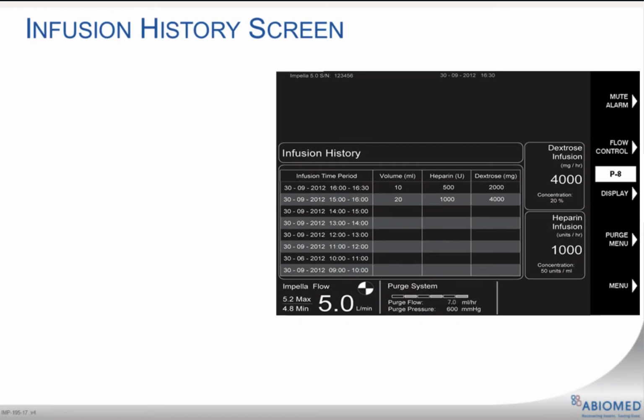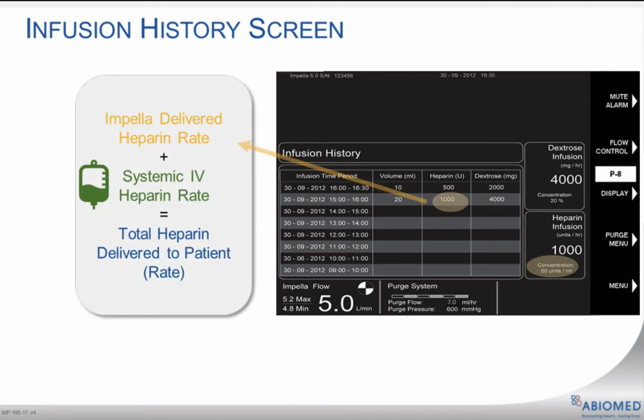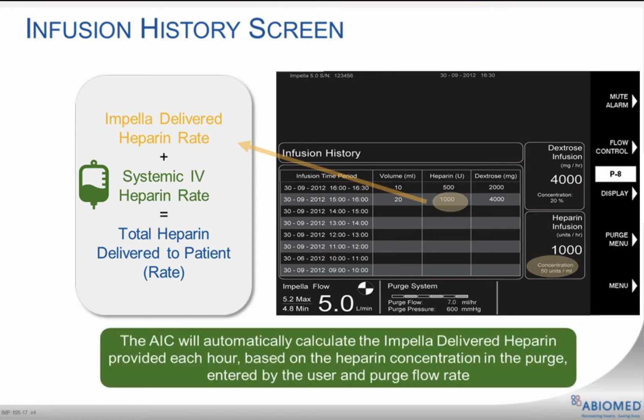The infusion history screen displays the infusion volume as well as the amount of heparin and dextrose delivered each hour. This is calculated based on the concentrations that are entered by the user and the PURGE flow rate. The current time period is displayed at the top of the list. The calculations begin when the case start procedure is completed and the flow rate is greater than 0 liters per minute.